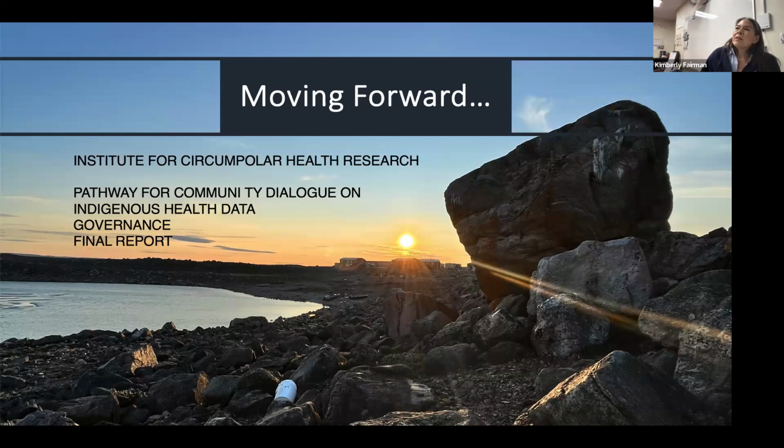We wanted the toolkit to not just be sort of one-sided, but to also support territorial governments and the health authorities, health researchers who are working in the North, to generate a shared understanding about an ethical way to collect and use Indigenous health data.